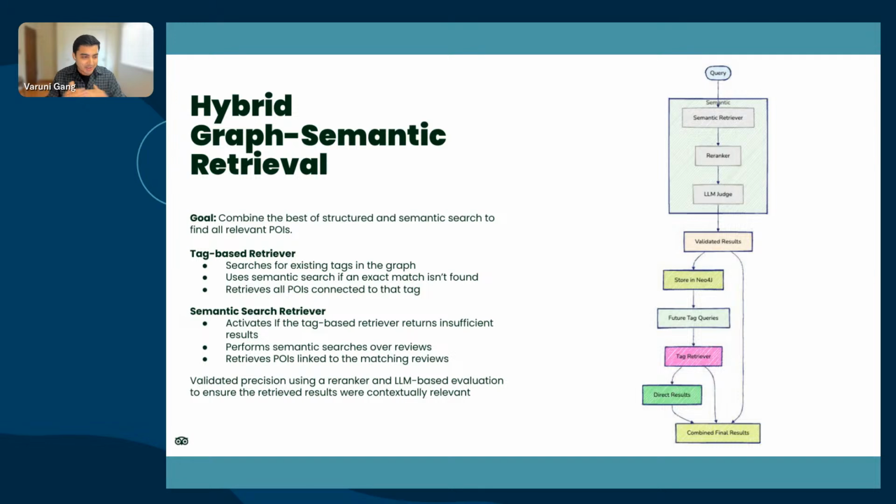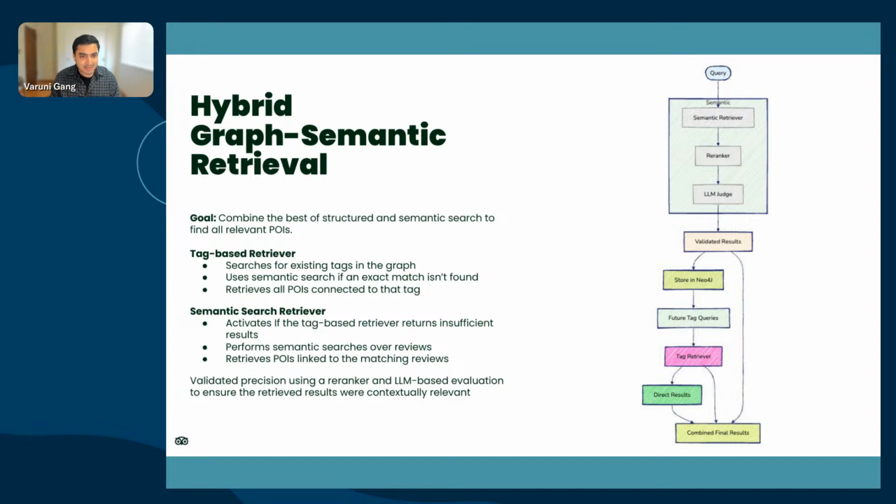This is where everything comes together. We combine structured graph lookups with semantic vector search inside Neo4j to balance precision and recall. So we start with the tag-based retriever. If a query matches an existing tag, say rooftop bar in Bangkok, Neo4j just follows the tag POI edges that already exist in the graph.